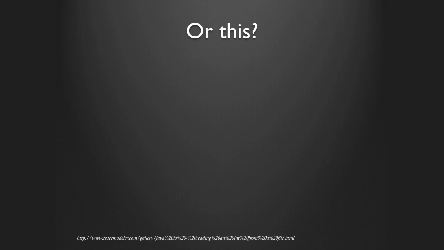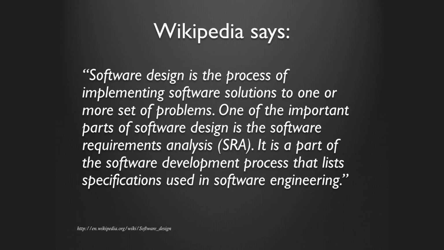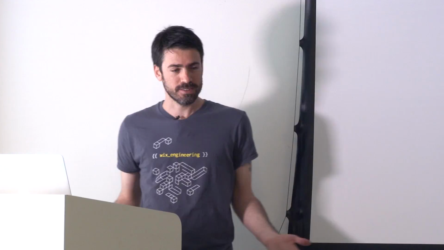What is design? Is this design? Is this design? Well, obviously not, right? So let's go to the supreme authority and ask Wikipedia what is design. So Wikipedia says that software design is the process of implementing software solutions to one or more sets of problems, blah, blah, blah, blah. That's hardly helpful. That's not design.